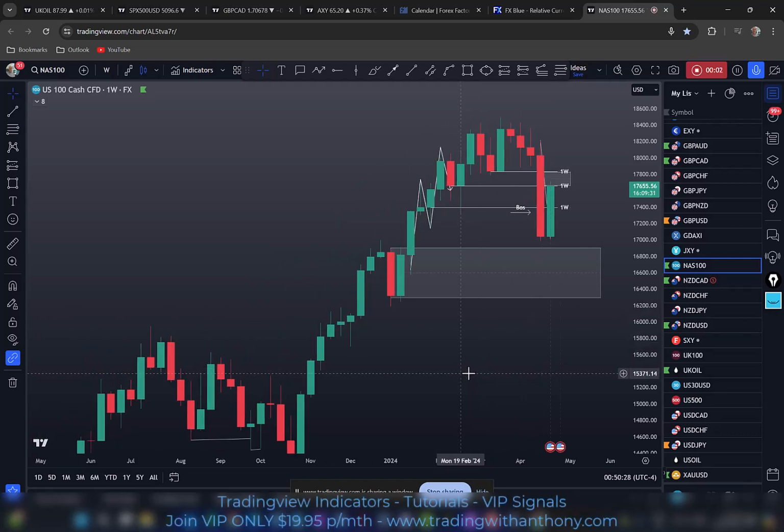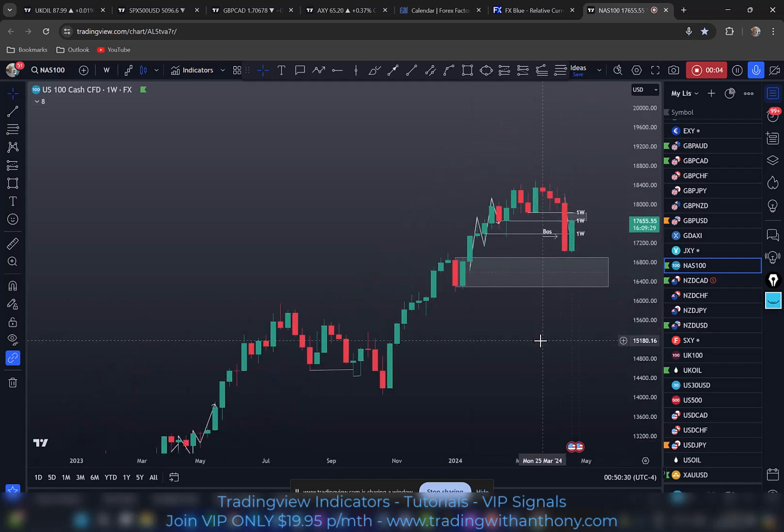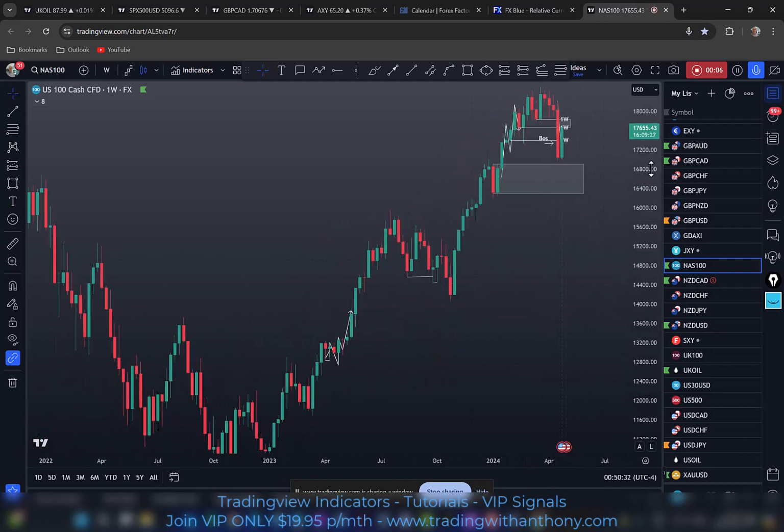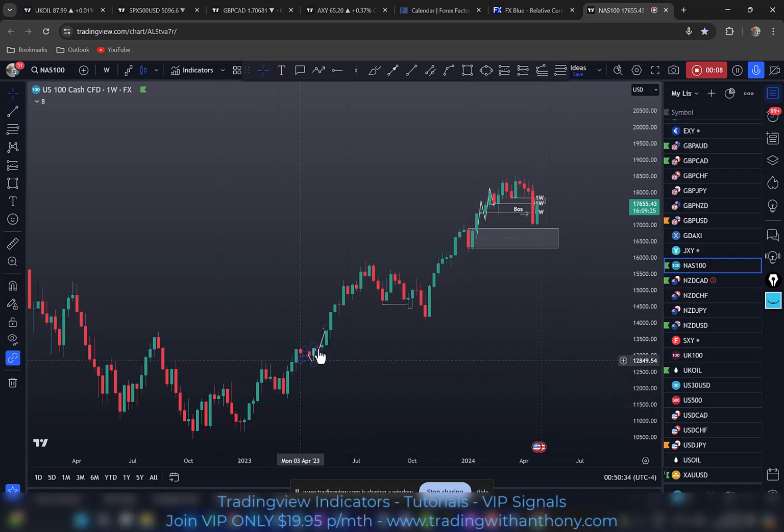Traders, it's Anthony here. I'm looking at the NAS100, the NASDAQ. Just scrunch it up. This is a weekly chart. Order flow is bullish overall. The banks are invested long with this, as we can see. And we've had a couple of decent pullbacks. We've had this one here, and now we've got this going on.